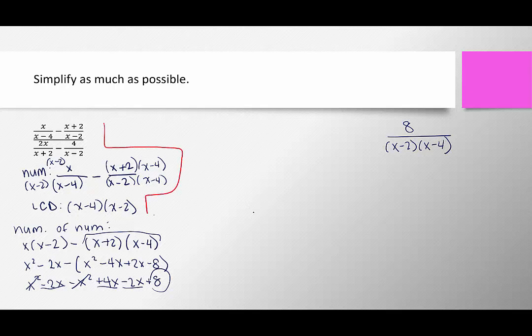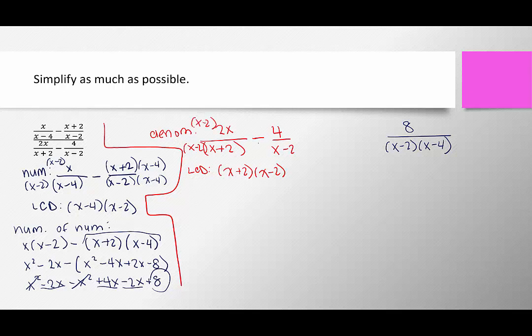Okay, let's talk about the denominator now. In the denominator, we want to get this to be a single term as well. We have 2x divided by x plus 2 minus 4 over x minus 2. First thing, let's figure out what that least common denominator of the denominators will be. It's going to be the product of the two, so x plus 2 times x minus 2. Here we need a factor of x minus 2, so I'm going to multiply both the numerator and denominator by x minus 2. Here we need x plus 2, x plus 2.